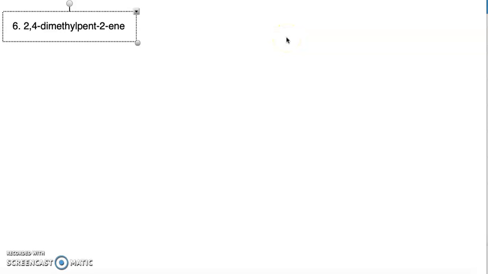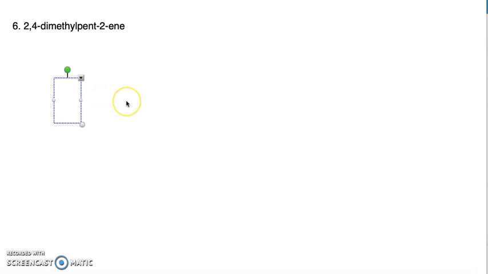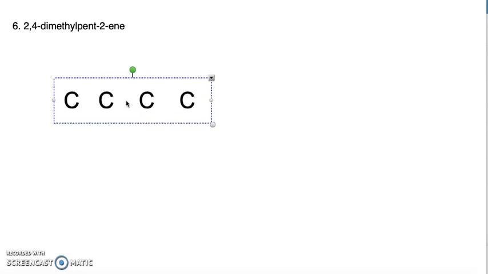Okay, so looking at some that go the other way. Now we have a name, and we're being asked to draw a formula. Same pattern that we did with alkanes, we're going to start by finding our root. So our root is pent. The fact that the root is pent tells me that I have 5 carbons, right? So 1, 2, 3, 4, 5. All right, we are told that it is a 2-ene.